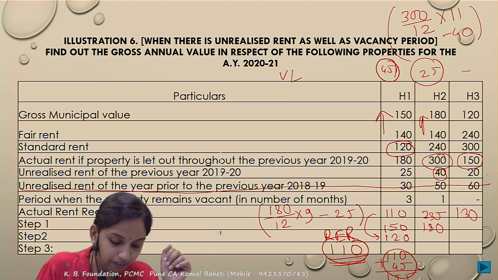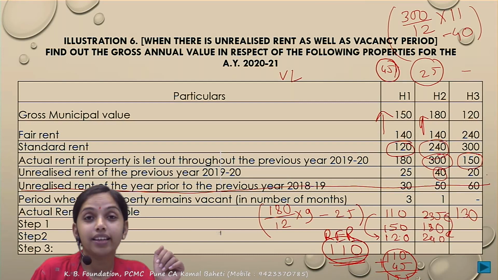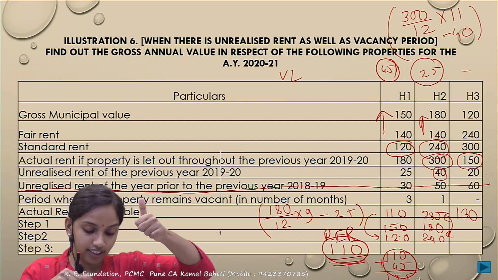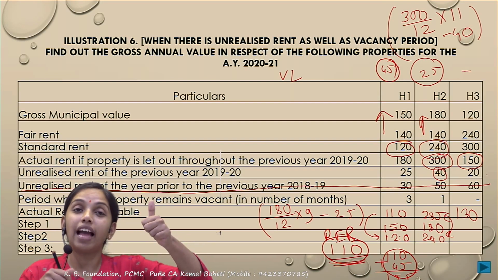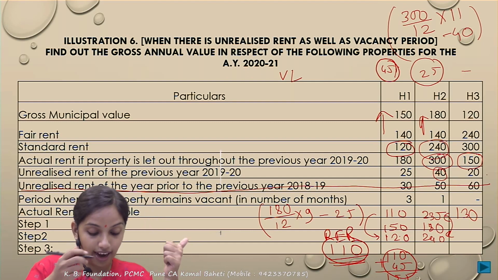That is to be compared with the standard rent, whichever is lower. Correct. Now, both of these are to be compared. Reasonable expected rent is 240. What is the AR? Again it is 235. So what does this say? I am lower, agreed. But why am I lower? Because of vacancy. If there was no vacancy, add it and check.